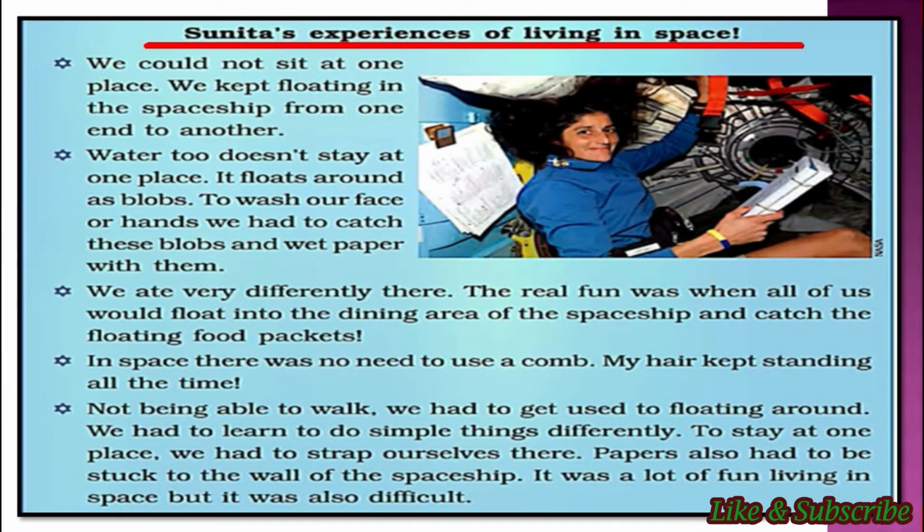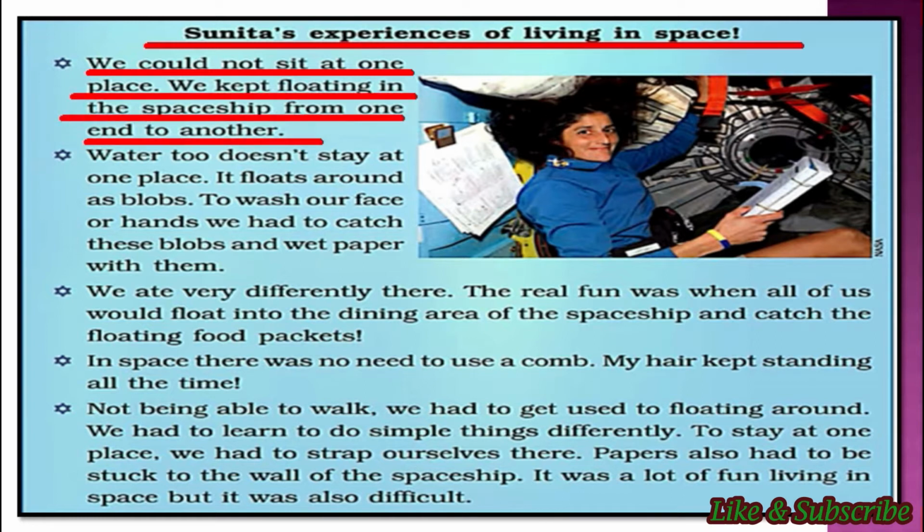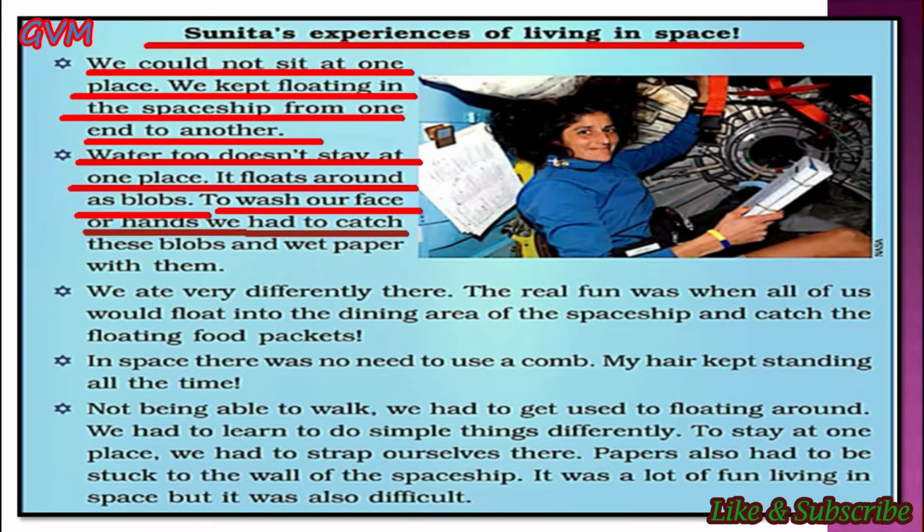Now students, Sunita shared her experiences of living in space with the children. She said that they couldn't sit at one place and they all kept floating in the spaceship from one end to another. And students, further she said to the children that in fact water too doesn't stay at one place in space, and water also floats around as blobs, and to wash their faces and hands they all had to catch these blobs and then make the paper wet with them.